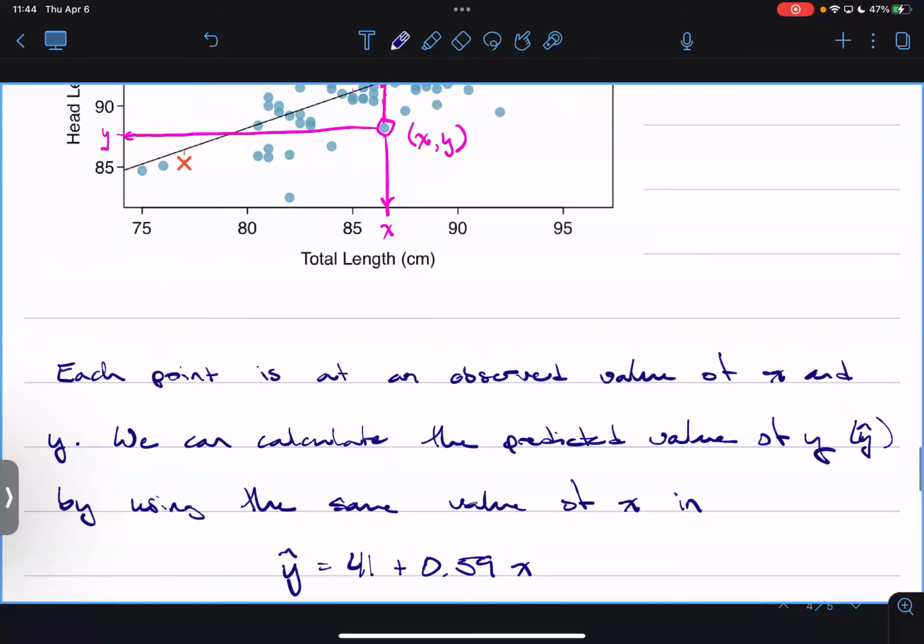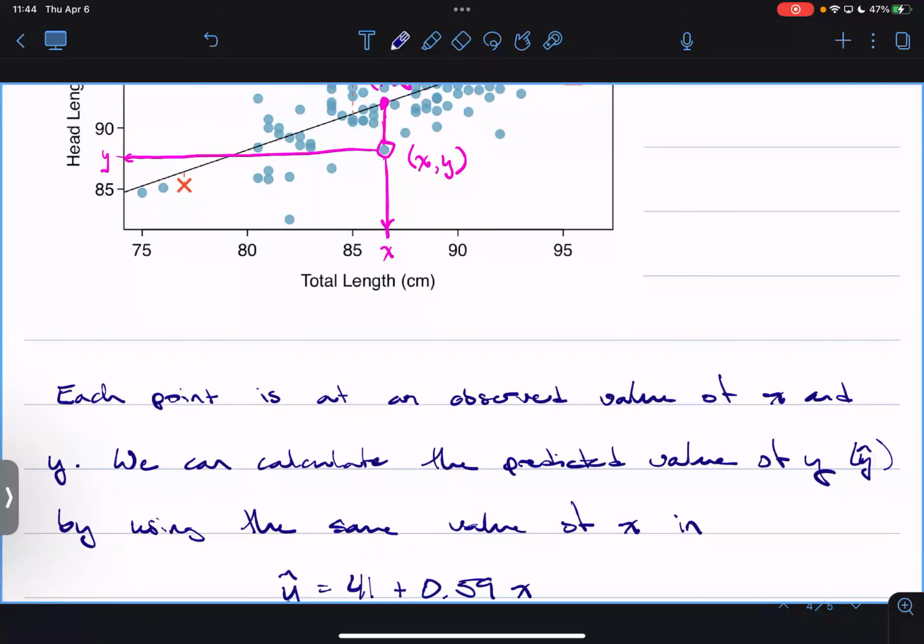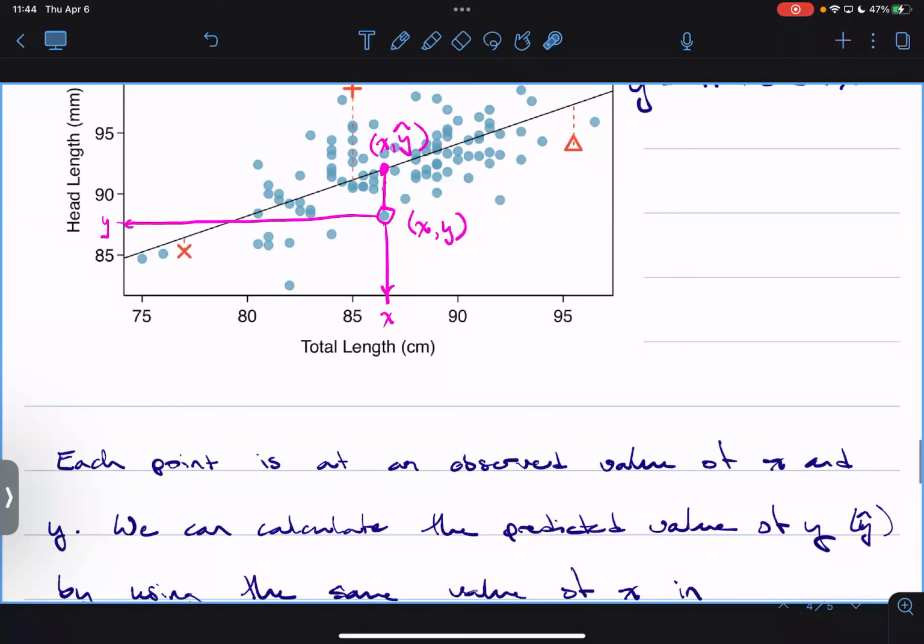Now, I don't know what value of x it should be. There's 5 here, 187 looks a little, 86.5 maybe. I don't know, doesn't matter. But as long as you understand that I'm gonna have some observed value of y and some predicted value of y. Now the distance between these two values, the observed and the predicted value of y, is called the residual.